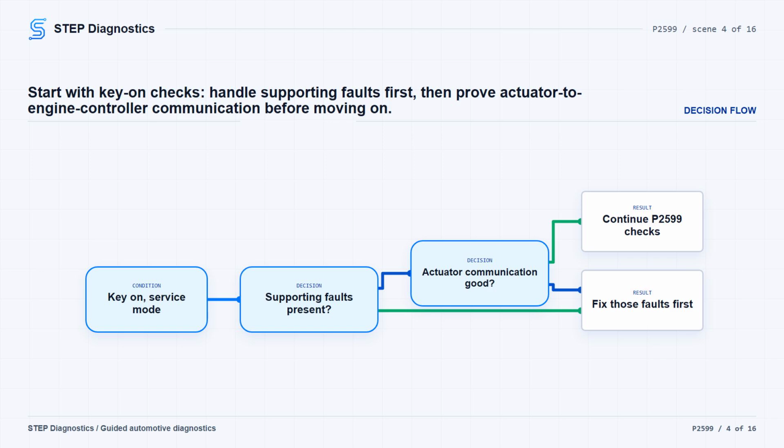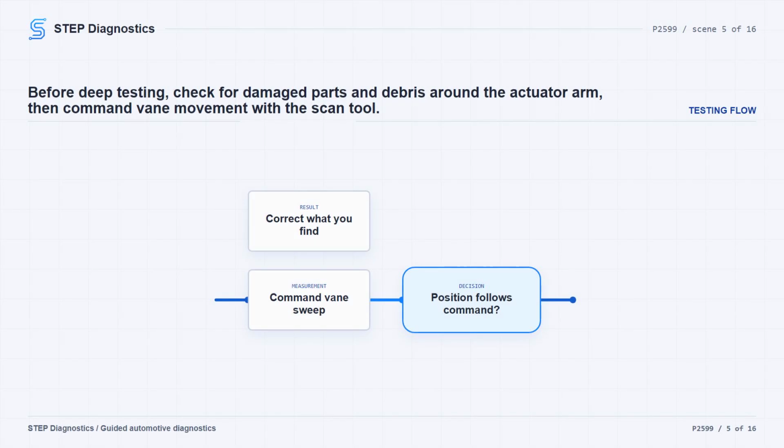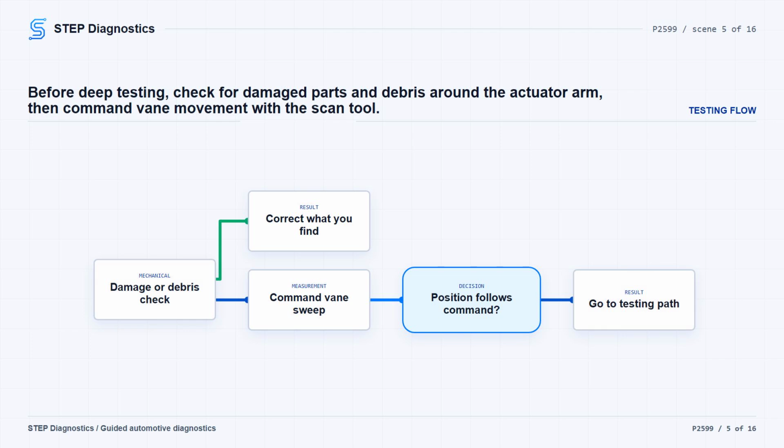If not, make sure communication between the turbocharger vane position actuator and the engine control module has not been interrupted. If communication was interrupted, repair that communication concern before continuing. If communication is good, move on to the actuator and turbo checks. Next, inspect for the obvious mechanical causes in the P2599 path. Check for a damaged turbocharger, a damaged turbocharger vane position actuator, and debris around the actuator arm. If you find damage or debris, correct it as needed.